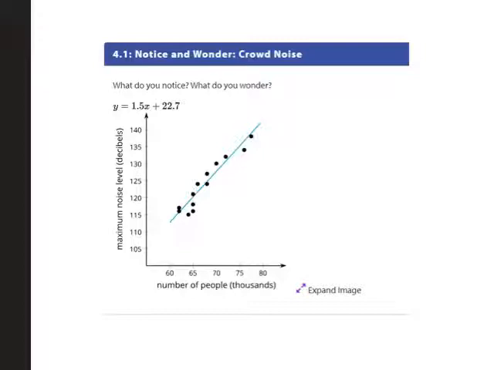Okay, so some of the things you might have noticed would be the more people there are, the higher the maximum noise level. Or maybe right here at 65,000 people, looks like there's 3 different noise levels. That's kind of strange. Also, we were given the equation of a line. How does this equation compare to the dots or the points and to the line?